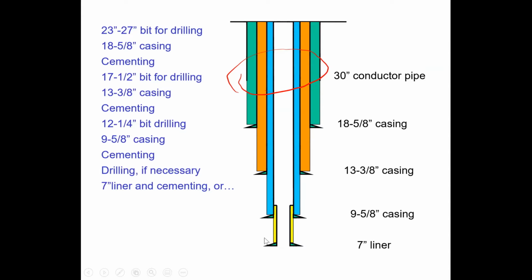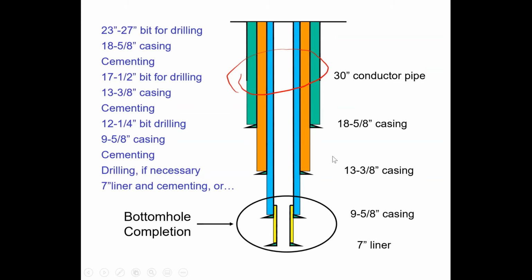The difference between liner and casing is that casing is cemented to surface, but liner is not. So that is downhole. Bottomhole completion is how we connect, because they're all cemented, how we connect these to the reservoir. Reservoir is here.